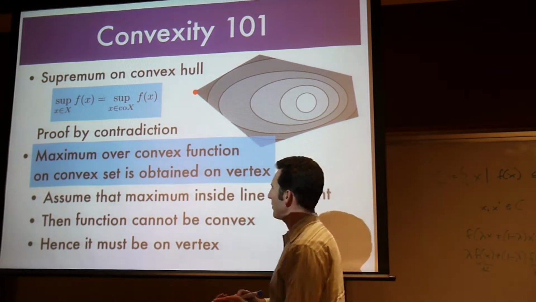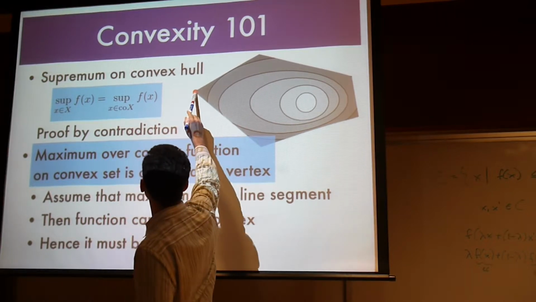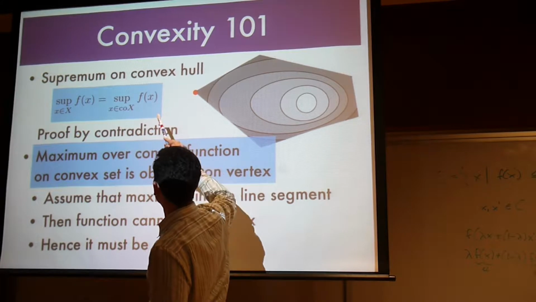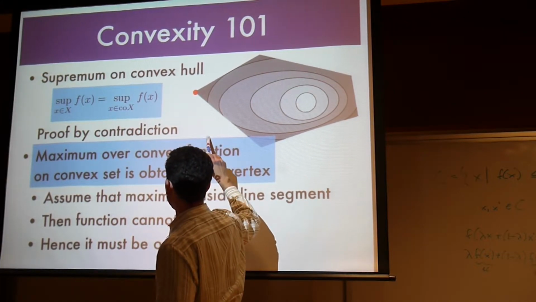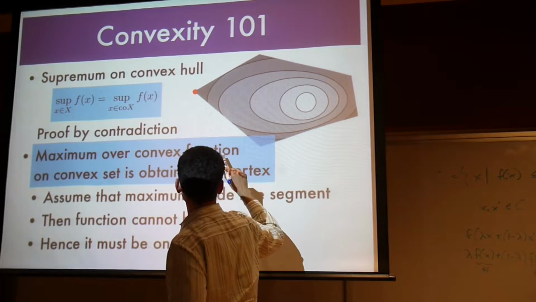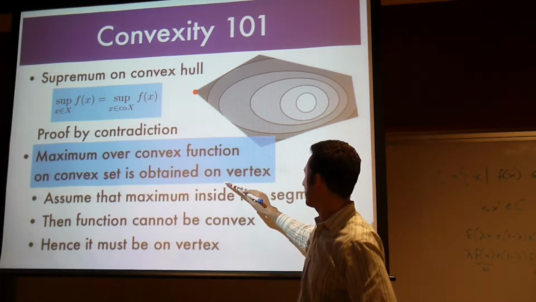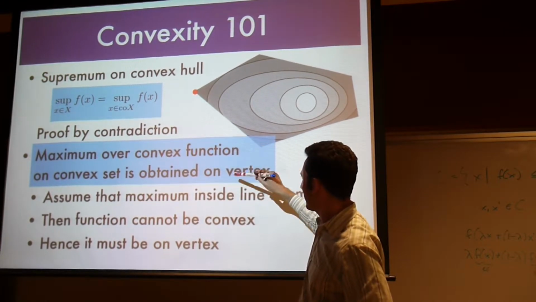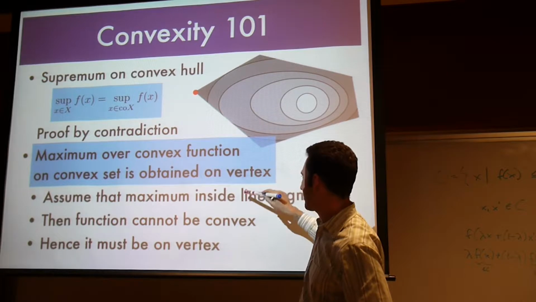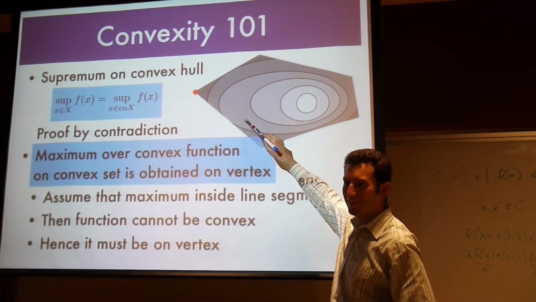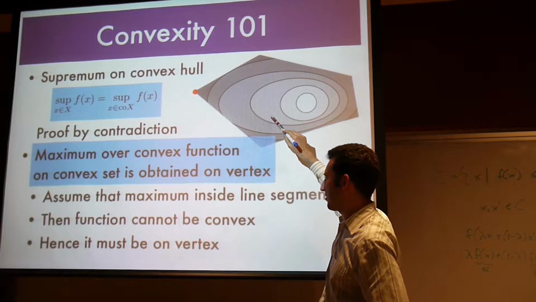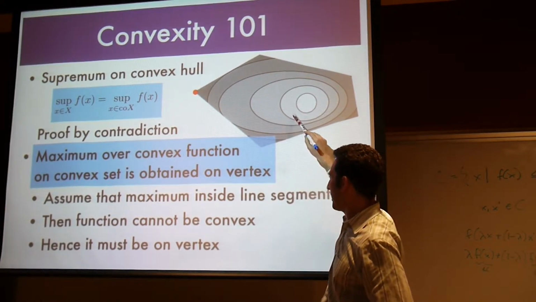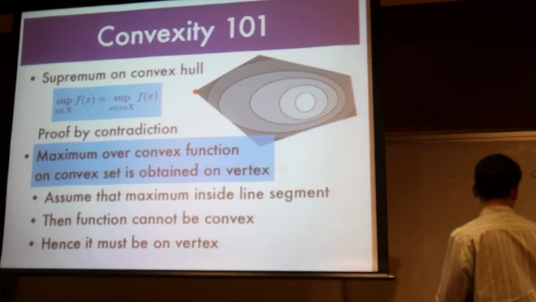the supremum of a convex function on the convex hull is on the vertices. So that proof is very simple, by contradiction. Let's take the maximum of the convex function on the convex set. So the maximum of a convex function on a convex set is obtained on a vertex. Let's assume that it were somewhere inside. We're just going to prove it by contradiction. Then this cannot be the maximum because we can do this upper bounding, right?